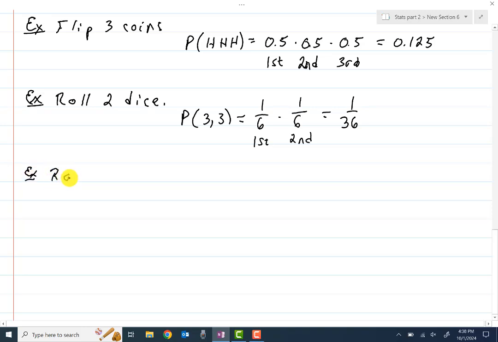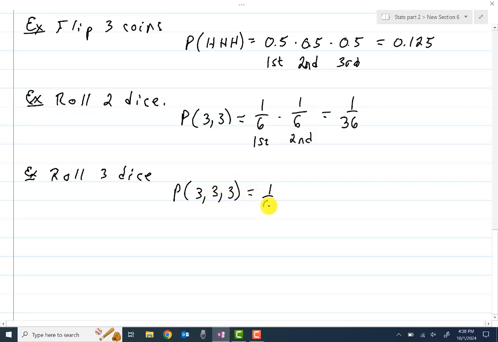Now let's roll 3 dice. Now, this is no different than if I had rolled a die, and then another die, and then the third die. The way you toss them is not the problem here. So we can still think of there being a first die, a second die, and a third die. Well, what if I want the probability of 3 threes in a row?